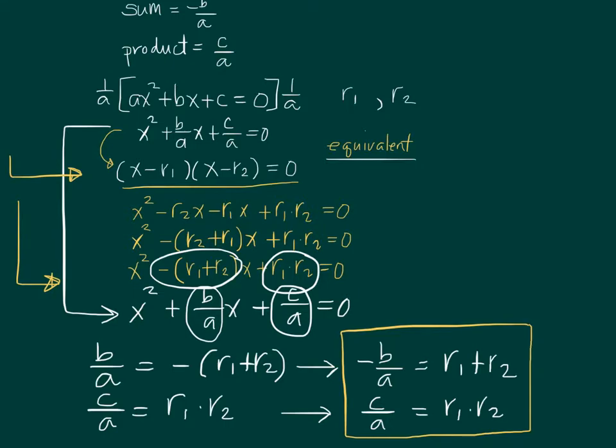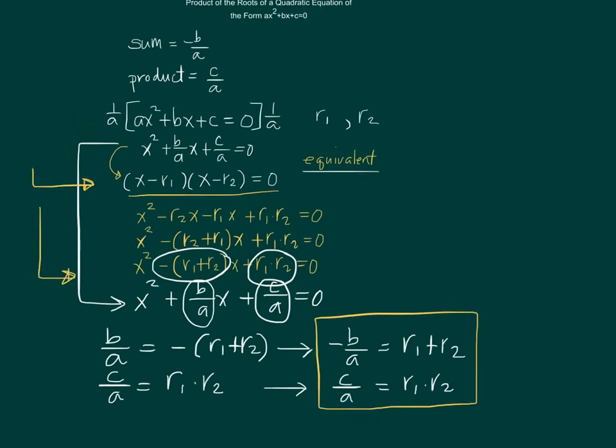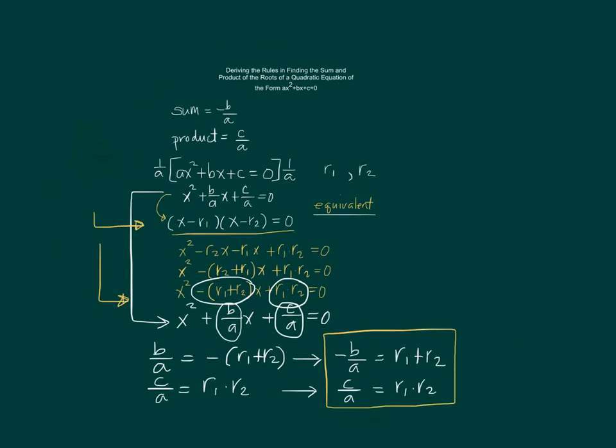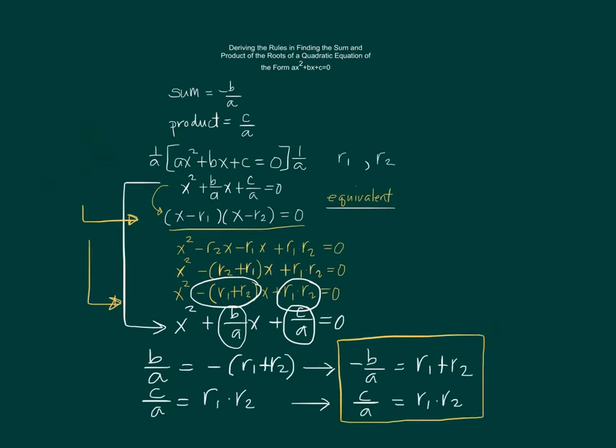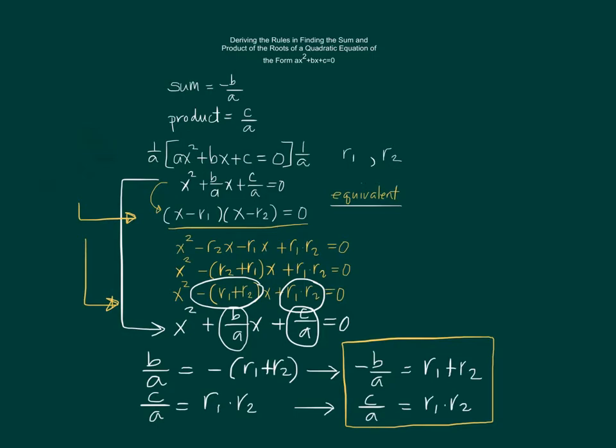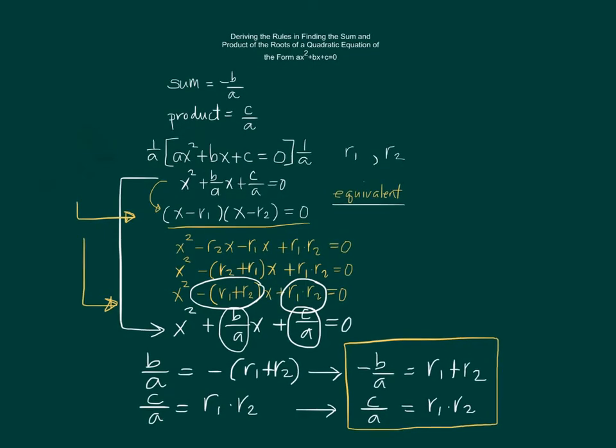Hence, b over a is equal to negative (r1 plus r2), and c over a is equal to r1 times r2. Okay, so I hope you understand now how these formulas were derived. So there is no magic behind it. These formulas came from or were derived from the quadratic equation ax squared plus bx plus c is equal to 0. Okay, so that's it.